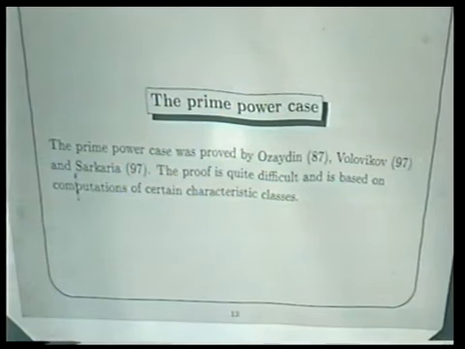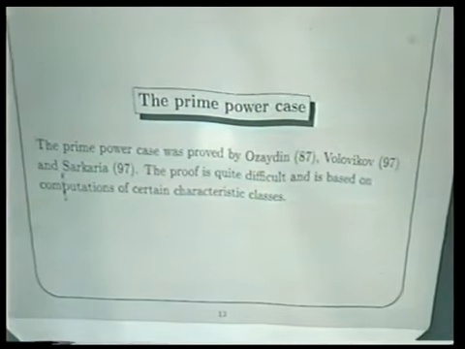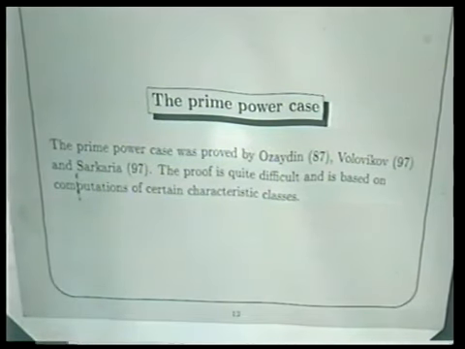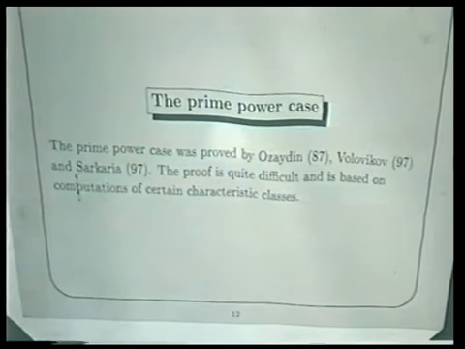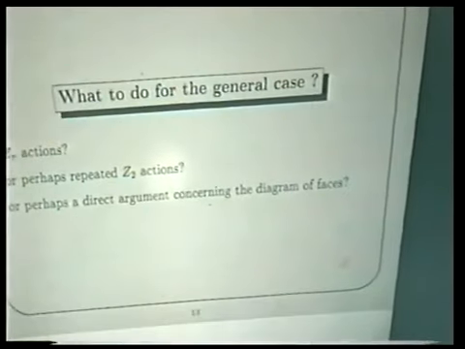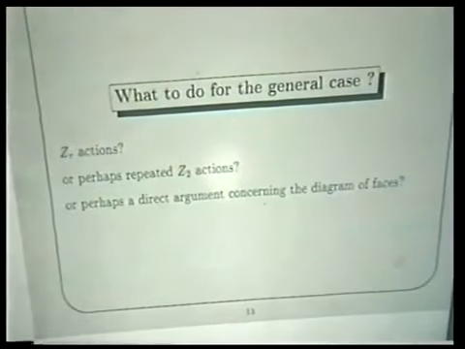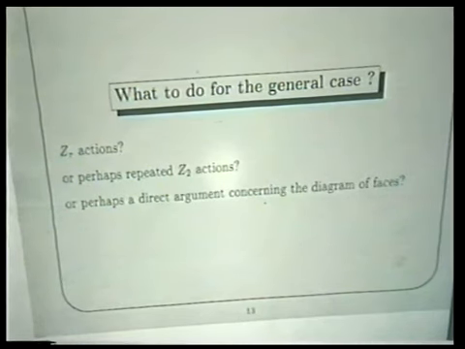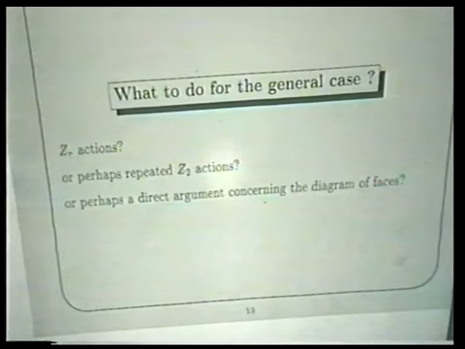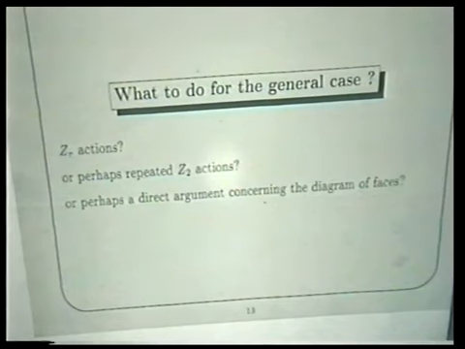And in fact, you can do something for the prime power case. It's a much more complicated computation of characteristic classes, and this was done by Özaydin, Volovikov, and recently Sarkaria. And the general case is still open. It's not clear what to do. It's not even clear that you have to look at Z_r action. You can present the problem by some repeated Z_2 action. It's not even clear that you have to look at actions at all. You can regard it as some statement about the diagram of faces of a simplex and apply topology directly there. In any case, nobody knows what to do. So your suggestion is as good as any.